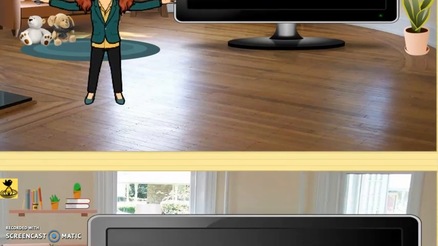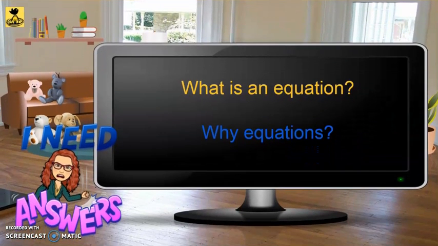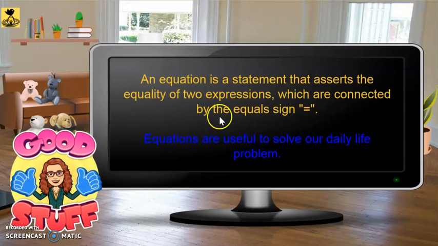So what is an equation? Why do we have to study equations? An equation is a statement that asserts the equality of two expressions which are connected by the equal sign. We knew already about expressions. If we see two expressions which are connected by an equal sign, then that is called an equation.